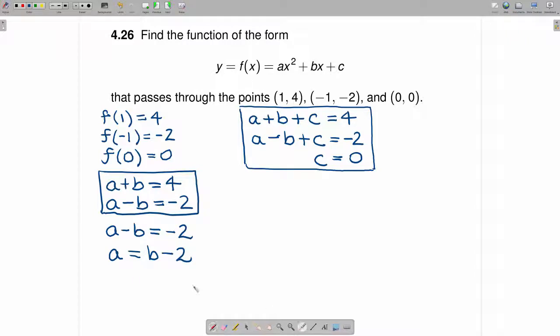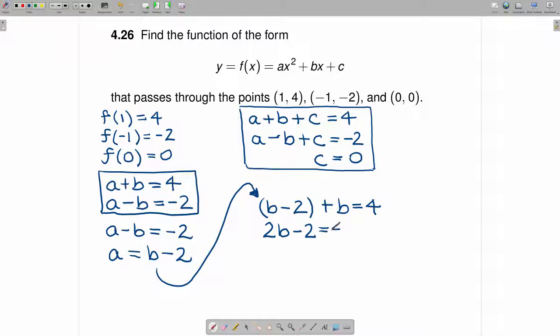So now we know that a is equal to b minus 2, and we can now go up to the top equation, and everywhere we see an a, plug in b minus 2. So now what we have is b minus 2, that's the a, plus b is equal to 4. So we would like to solve that equation. We see that we have b plus b, so that is 2 times b, minus 2 is equal to 4.